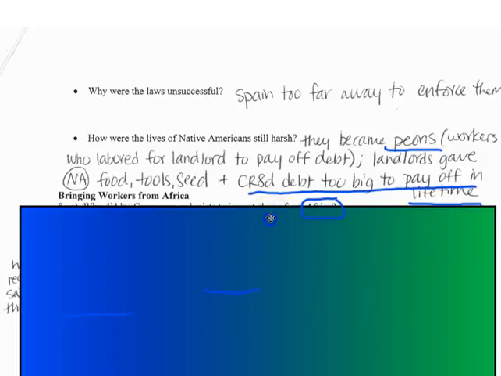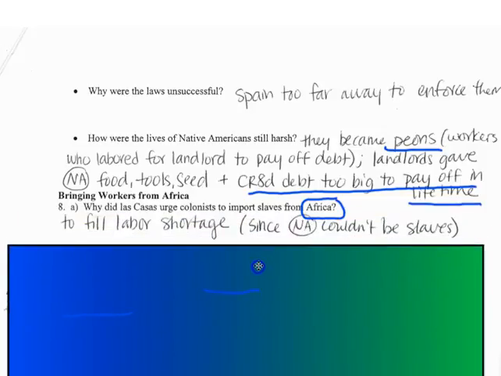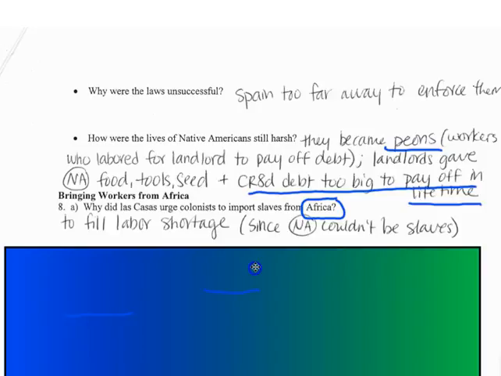This eventually also leads to the idea of getting workers from Africa. There was a labor shortage, and they couldn't have Native Americans as slaves. Now let's go to Africa. Here are the reasons why.